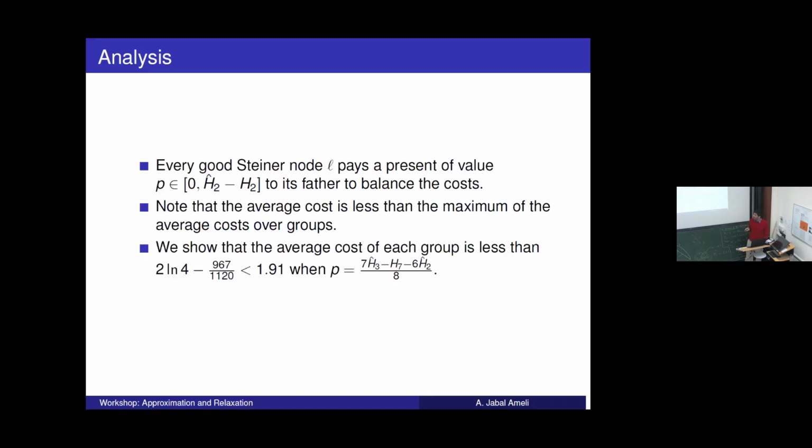And so finally, since the maximum average cost in each group is an upper bound on the average cost of all the nodes, if we show that the average cost in each group is at most 1.91, then we are done. And this is actually true if you set P to this special value. And this is basically all you need to know about this analysis that we have.